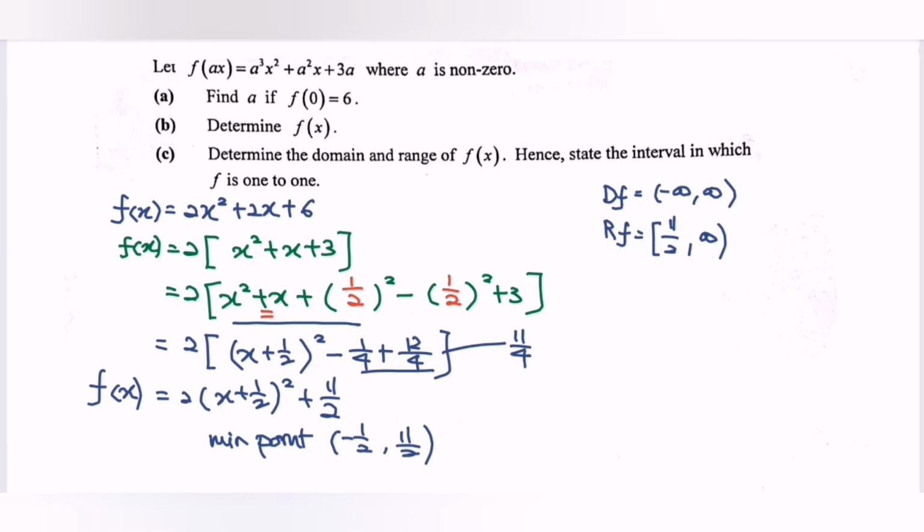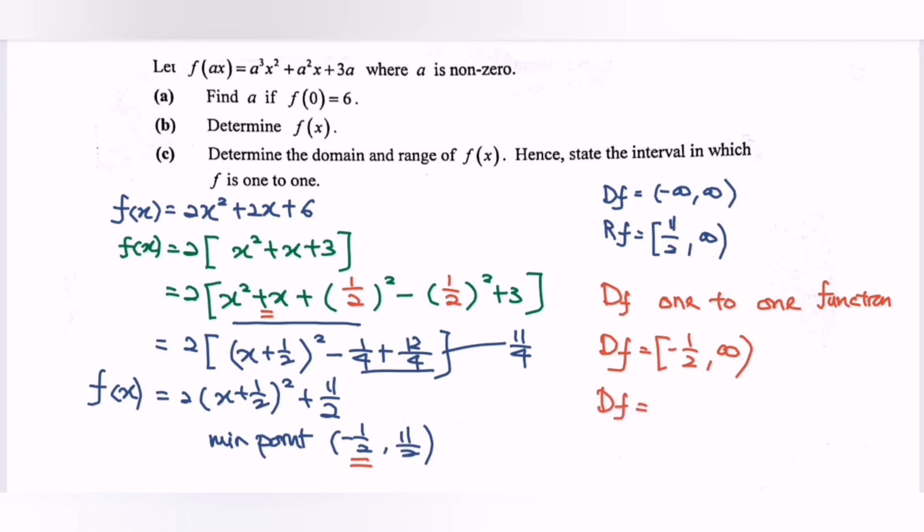Hence, state the interval in which f is a one-to-one function. Based on this part, we have a symmetrical axis. So the domain for the one-to-one function would be the domain for f, which starts from negative 1 over 2 until positive infinity. Or we can say the domain for the situation is negative infinity until negative 1 over 2. Meaning that either one will be the answer.